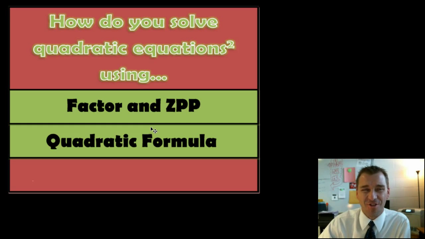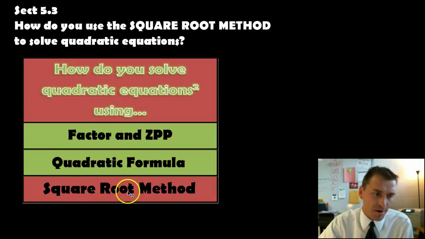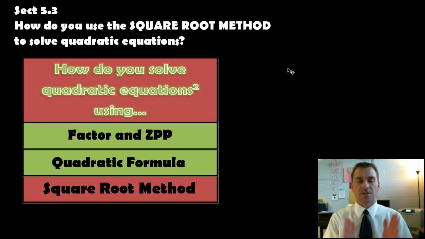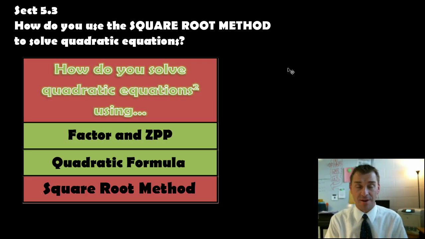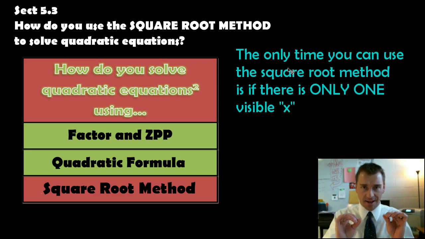But here is the third method of solving quadratic equations, and it is called the square root method. Now, huge thing. After you write square root method, flip up that part of the foldable and write a huge star next to this, because this is extremely important. The only time that you're going to use the square root method is if there is one visible x. And I'm going to show you some examples of what that means.